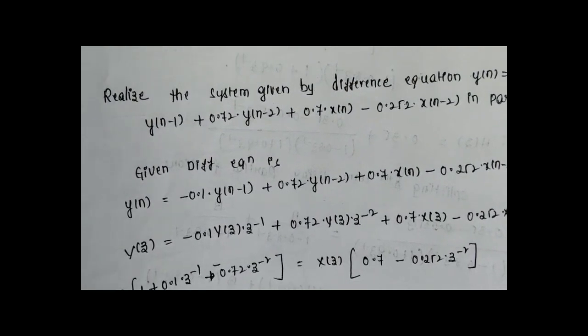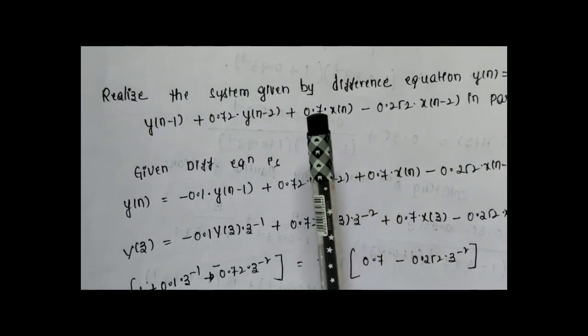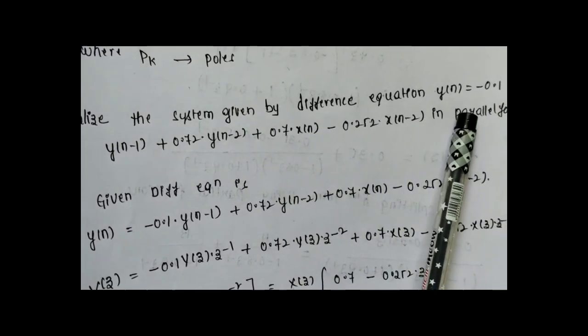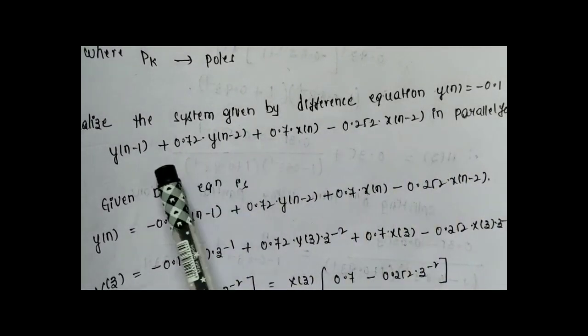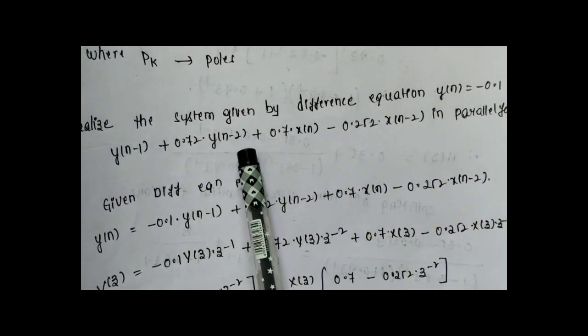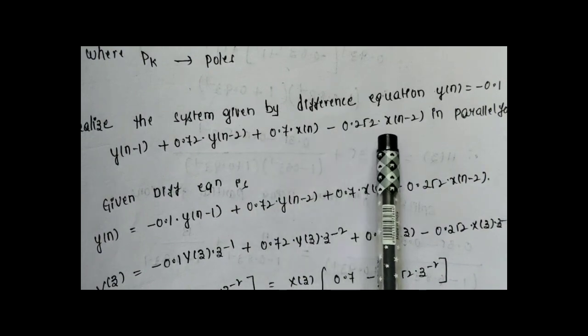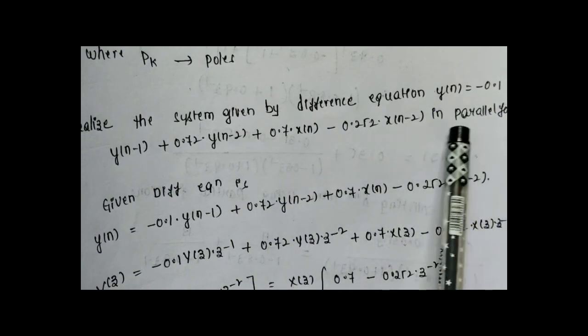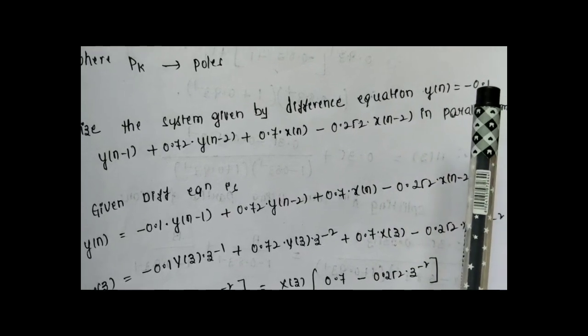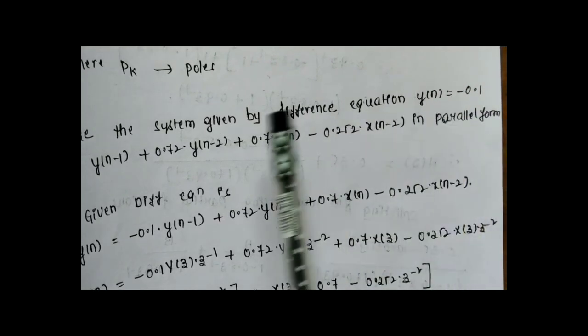So now see the problem. Realize the system given by the difference equation y of n equal to 0.1 into y of n minus 1 plus 0.72 into y of n minus 2 plus 0.7 into x of n minus 0.252 into x of n minus 2 in parallel form. Here the difference equation has been given, and he didn't specify the H of z. Sometimes in the examinations they may give you the H of z also. If you have the H of z, then start from the partial fractions.